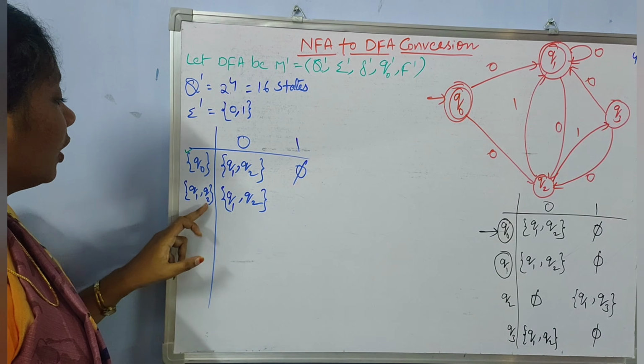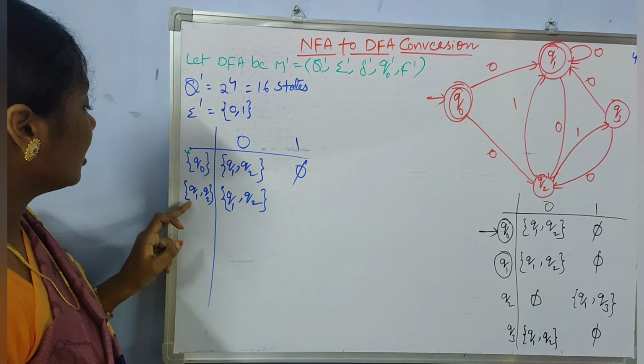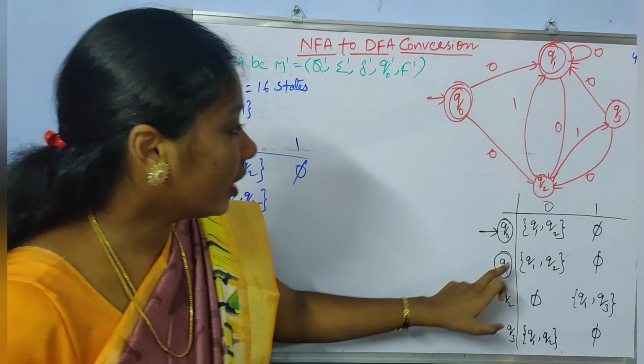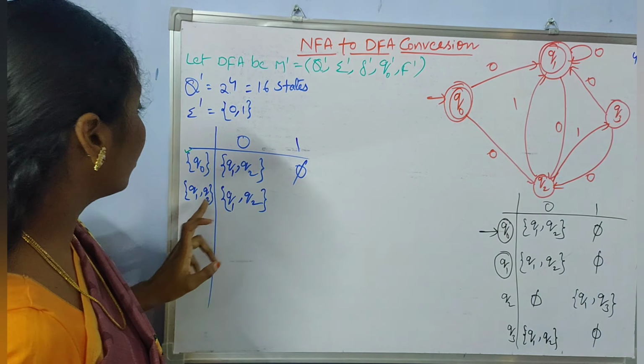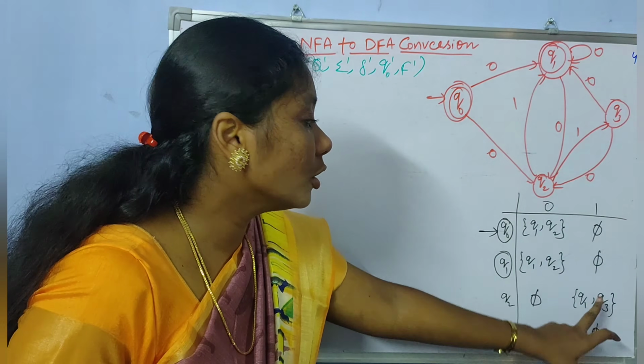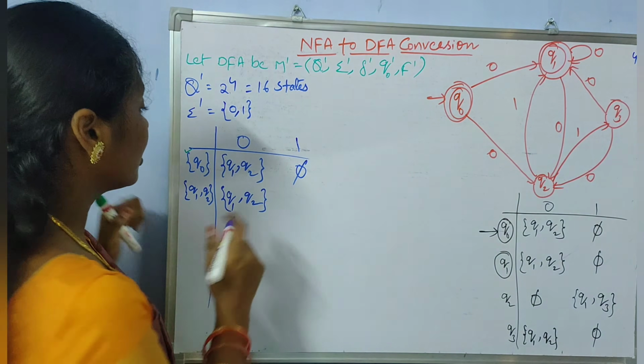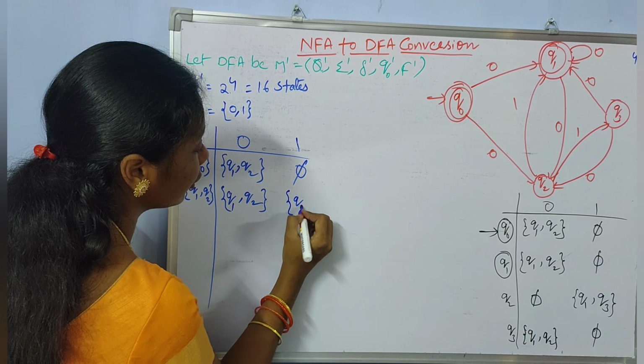After that, Q1, Q2 on 1. First consider Q1 on 1. Q1 on 1 goes to 5. Next consider Q2 on 1. Q2 on 1 goes to Q1, Q3. So here the resultant states are Q1, Q3.